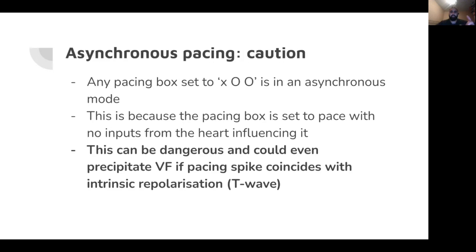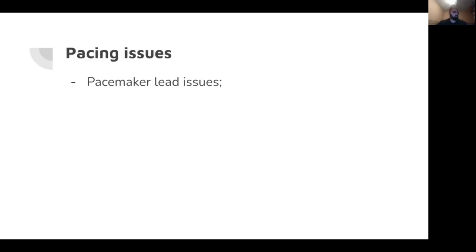Now, we've spoken about asynchronous pacing, so you have to be careful with that. And finally, there are some common issues that you get with pacing boxes on the wards. You may find that there are issues with the pacemaker lead, in which case you need to explore the connections. Usually there will be 4 connections at the top in a patient that's both ventricularly and atrially paced, 2 per lead. However, if there's only one chamber being paced, then you'll only have 2 at the top of the pacing box.